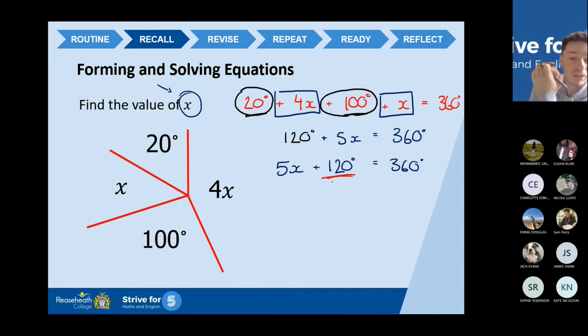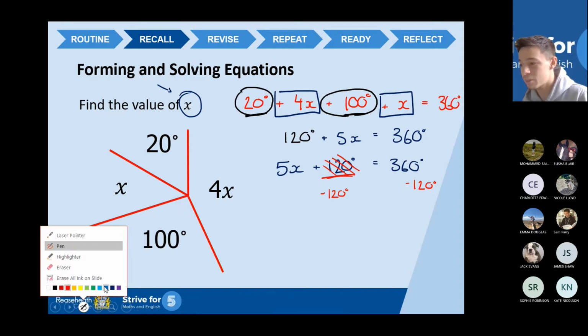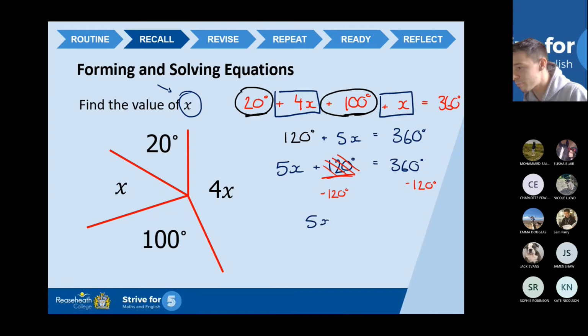Because the 5x is pretty tight, okay? But the 120, because it's just kind of floating there, we know exactly what it is. We can get rid of it quite comfortably. So I'm going to get rid of the plus 120. So I'm going to get rid of the 120 from this side. And as Lottie said there, on each side. So I'm going to take away 120 from this side as well. So I'm subtracting, essentially, the 120, and I do it to both sides to keep it balanced. Okay, so what does that leave me with? Well, that leaves me with 5x by itself on this side. And then on the other side, 360, take away 120, leaves me with 240 degrees.